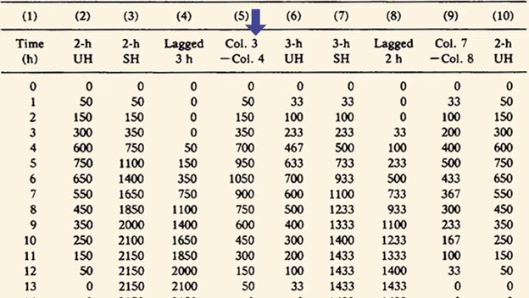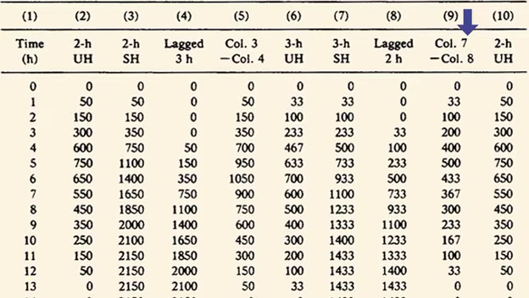Column 4 is the S hydrograph of column 3 lagged y equal 3 hours. Column 5 is column 3 minus column 4. Column 6 is the product of column 5 times x over y equal 2/3. This column is the 3-hour unit hydrograph. Column 7 is the 3-hour S hydrograph, obtained by accumulating column 6 at intervals of x equal 3 hours. Column 8 is the S hydrograph of column 7, lagged y equal 2 hours.